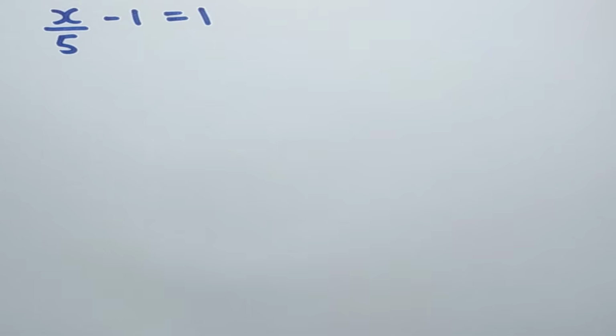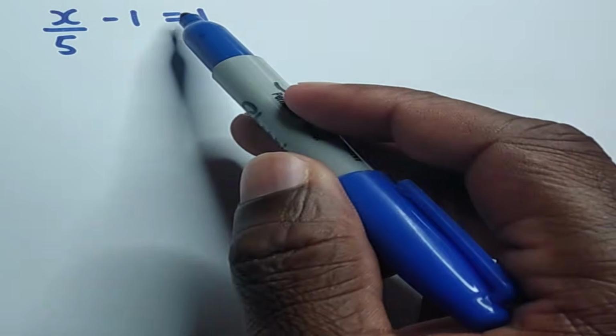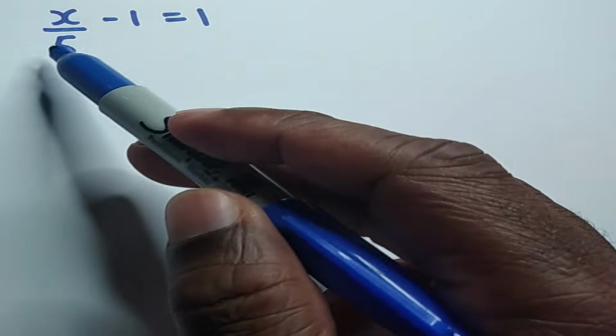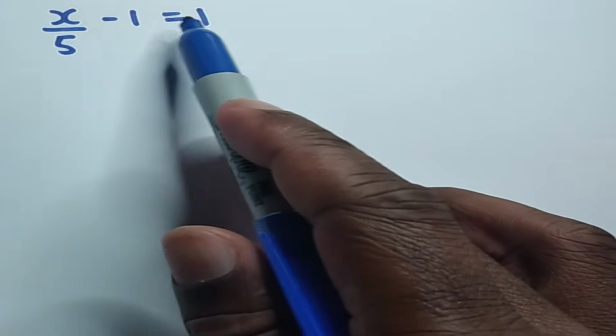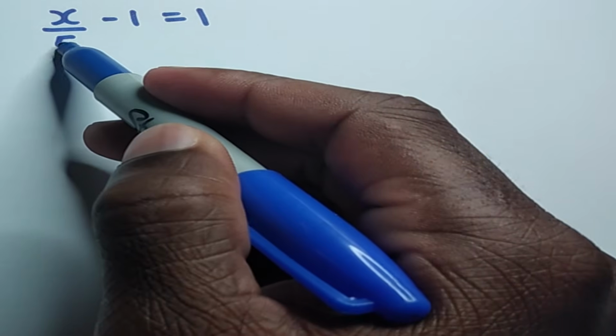So now let's look at the alternative method. Here we have the same problem: x over 5 minus 1 is equal to 1. As you would have observed, the previous method that we used was to get rid of the terms that were furthest away from the x first, then we solve the problem. Now what we could have done is to get rid of the 5 first.